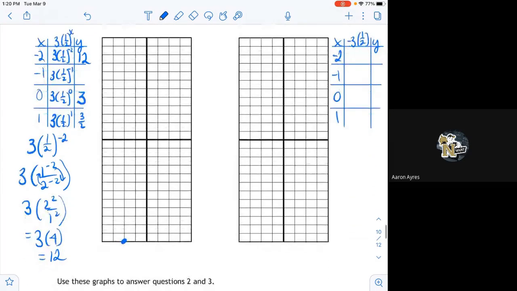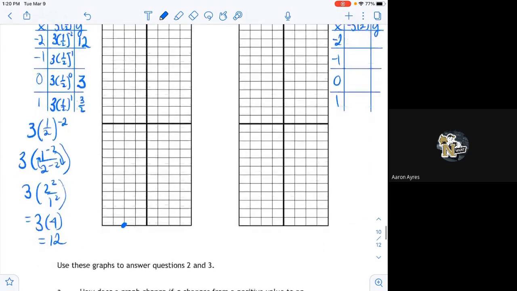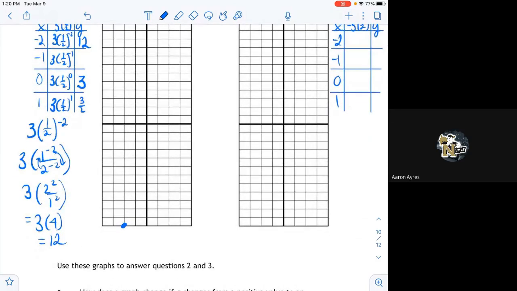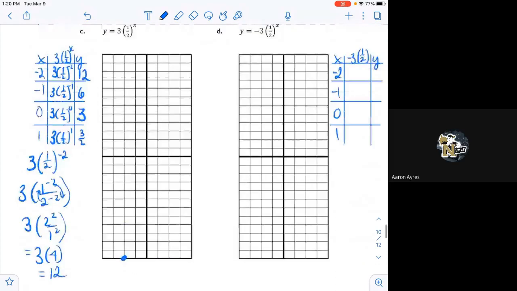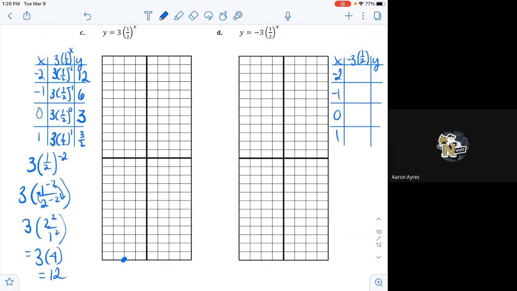Look at your work here for C, Mason. What happened when I did 1/2 to the -2? Can you adapt that work? That's all you're doing here. Sorry, guys. On C, I pressed the point in the wrong spot, didn't I? Should be up here, -2, 12. Okay, so -1, 6. 1, 2, 3, 4, 5, 6. 0, 3. 1, 3/2.